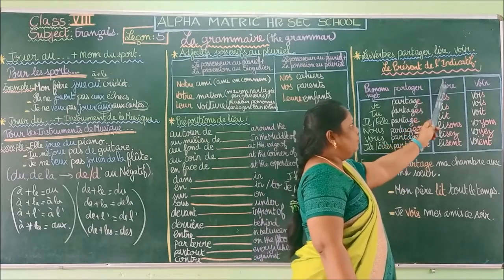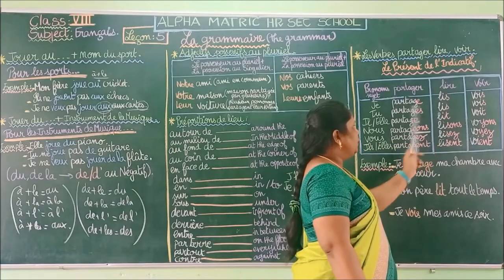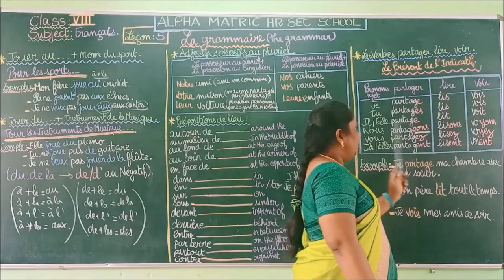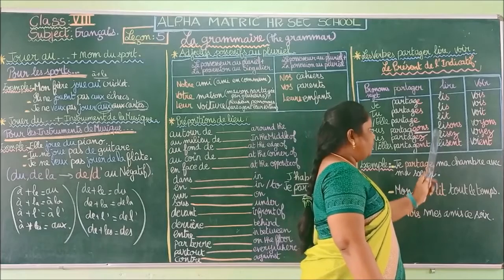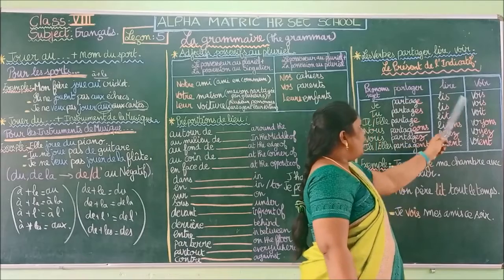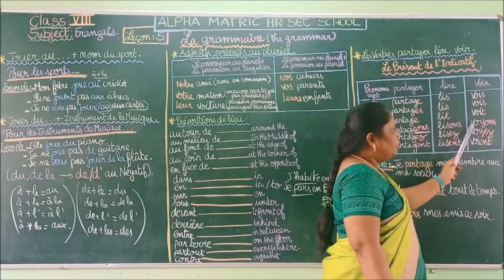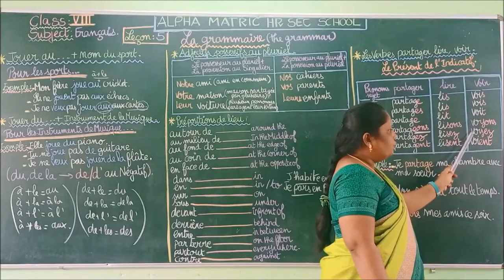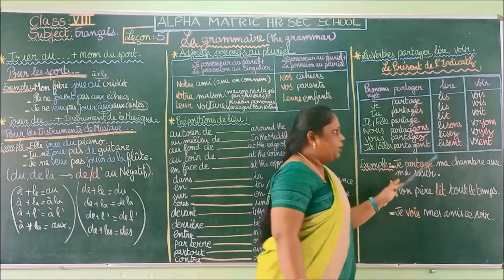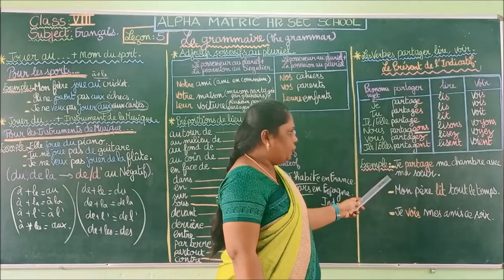So next verb, le verbe lire, to read. Je lis, tu lis, il, elle lit, nous lisons, vous lisez, ils, elles lisent. Je vois, le verbe voir aussi. Je vois, tu vois, il voit, elle voit, nous voyons, vous voyez, ils voient. Okay, so this is a small recap of the present tense verbs, and here are some examples for you.